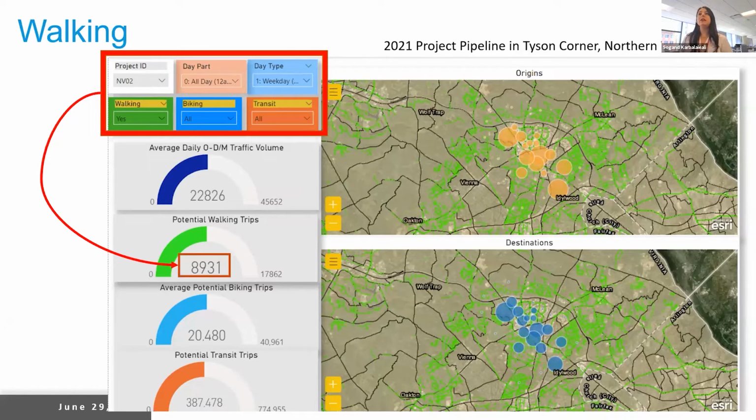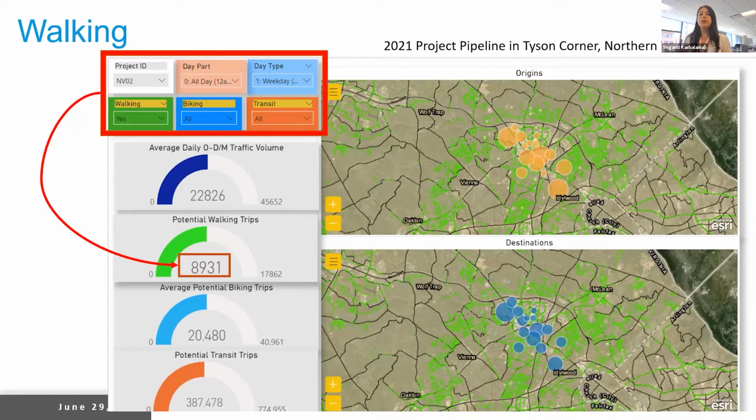As you can see, we selected the location based on the 2021 project pipeline, which is in Tysons Corner, Northern Virginia. It's a very busy corner. It's a very interesting dynamic between having metro transit and constant congestion. So what we looked at is a TAZ around this specific part of the road in Tysons Corner. We looked at the origin destination. The top part in orange shows origins, and the map below in blue shows destinations.